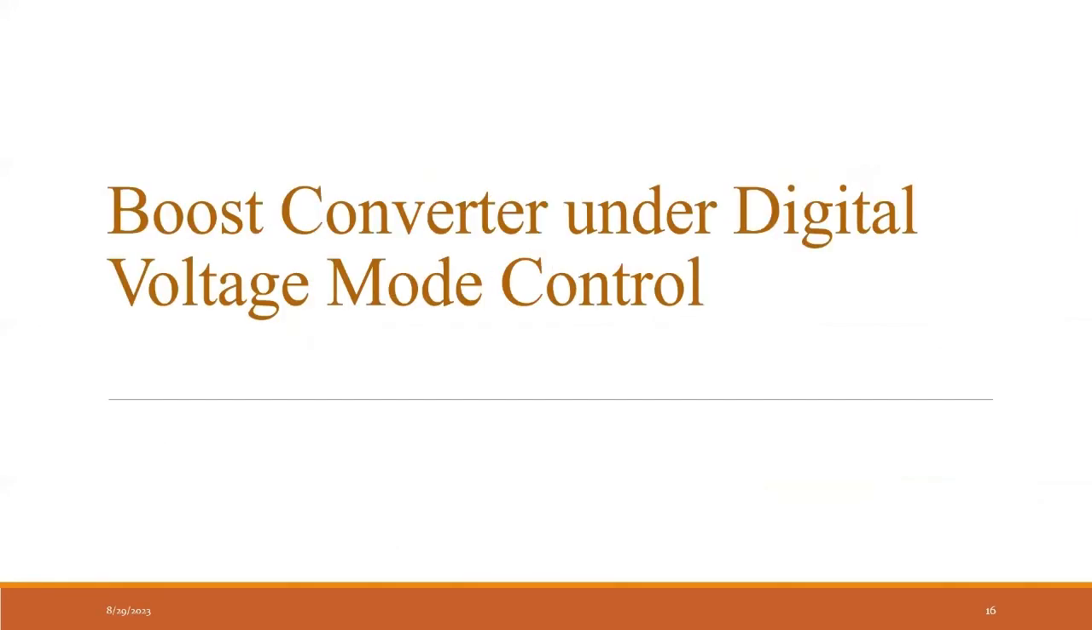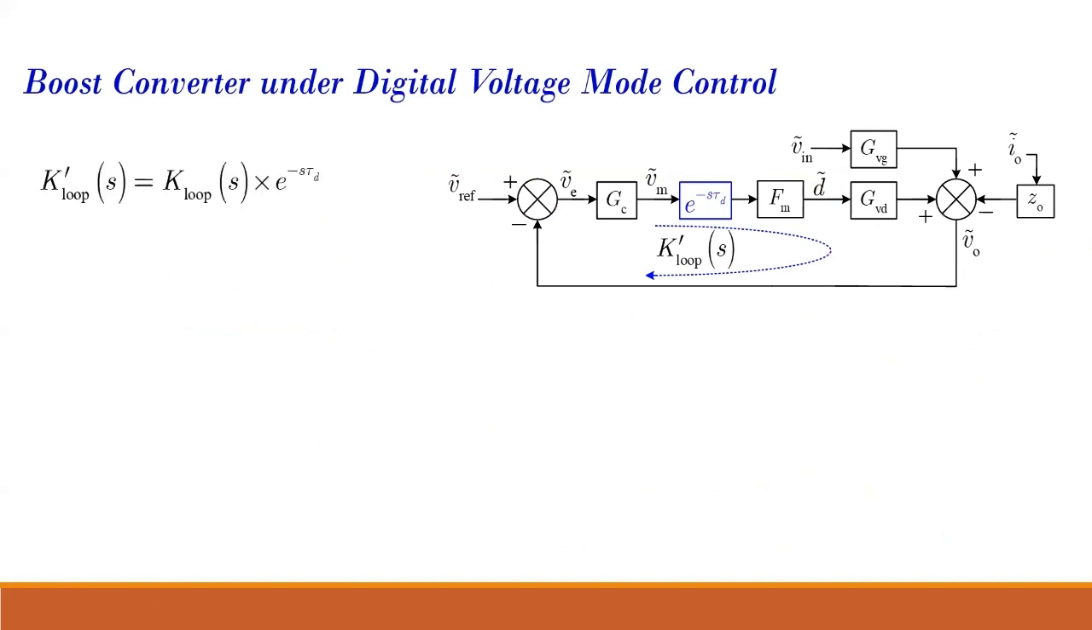Now we will go to the digital domain. What happens in a digital domain is the loop remains almost the same. This is the analog loop. GC, FM, GVD, etc. are all the same. Only we add this delay. That delay stands for my ADC delay plus my DPWM delay. All this is clubbed together within this.